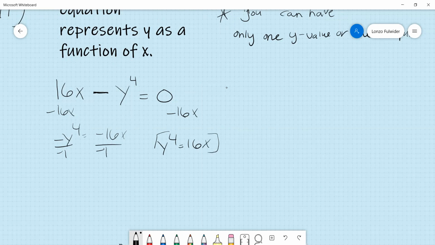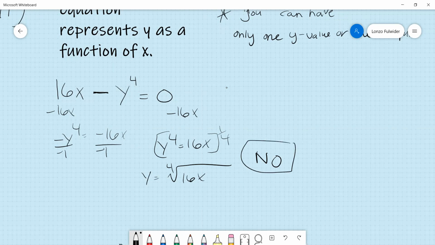And if you raise everything to the 1/4 power, you're going to get the 4th root of 16x. You're automatically going to get more than one answer, right? So this is your output. You're going to get more than one output. You're going to get a positive, you're going to get a negative. So no, that's how you know it doesn't represent y as a function of x. You can only have one output.